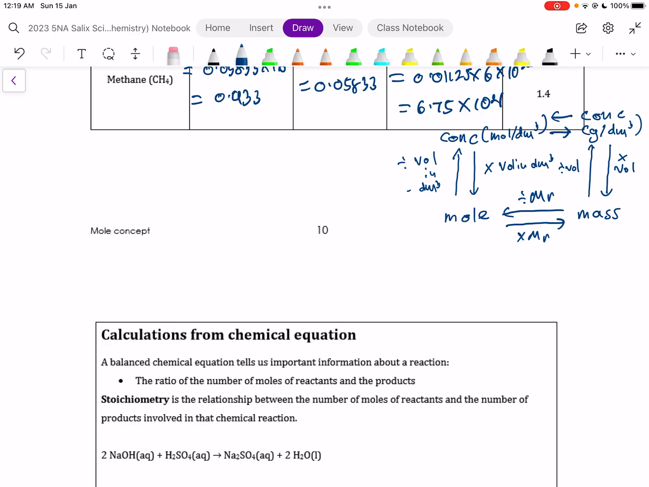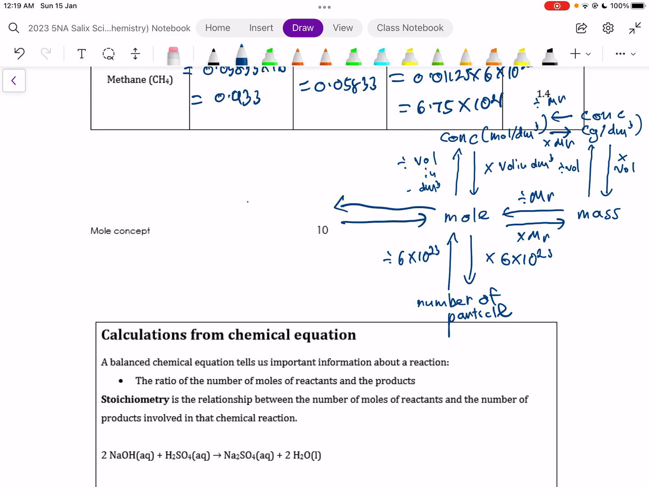From gram per dm cube to mole per dm cube is pretty much like a mass to mole conversion. So you divide it by Mr. So mole per dm cube to gram per dm cube, you multiply by Mr. Okay, so you already have this on the second page. So this is just a recap. Then you also have another one for the number of particles, which is seldom used in the second part of mole actually. Then this is divided by 6 times 10 to the power 23, the Avogadro's constant.